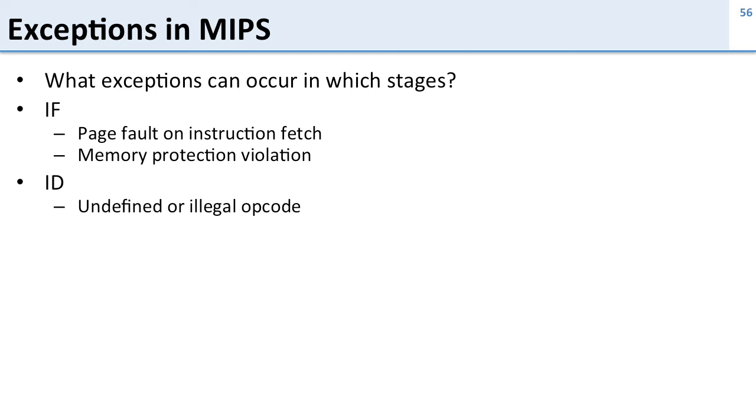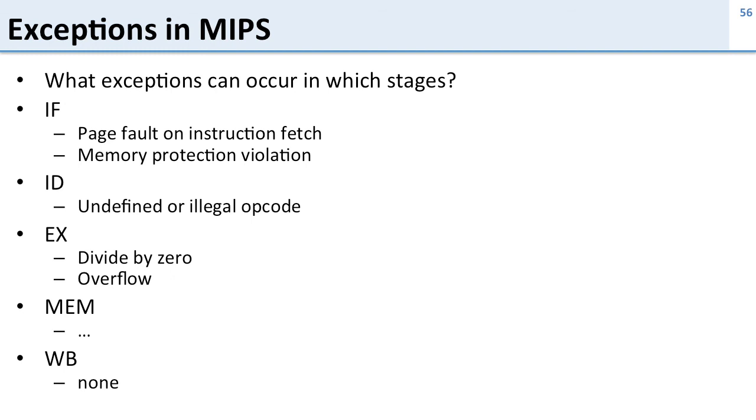In instruction decode, you can have an undefined or illegal opcode. That is, you might have an invalid instruction. And this happens if your program's corrupted or if your program has been compiled for a newer processor that has newer instructions. In the execute stage, well, you're doing math operations, so you could have a divide by zero or an overflow. We'll get to the memory stage in a minute. And in the write-back stage, you can't have any exceptions. That's because you're not doing any computations. The write-back stage is just putting the data back into the register file, and if there was something wrong with the instruction, you would have had an undefined or illegal opcode earlier on in the pipeline.